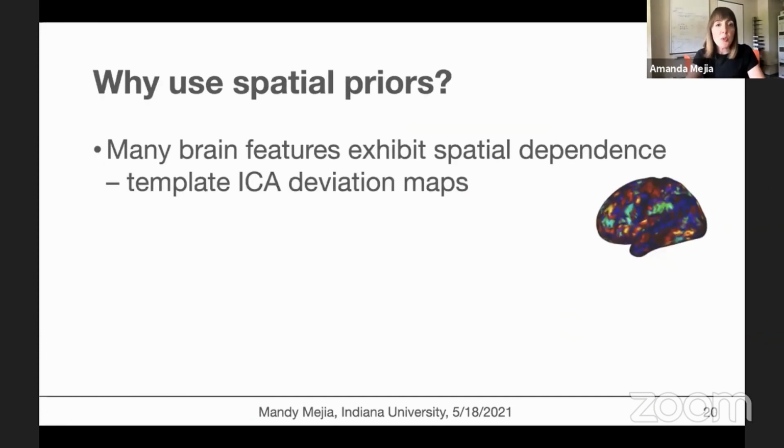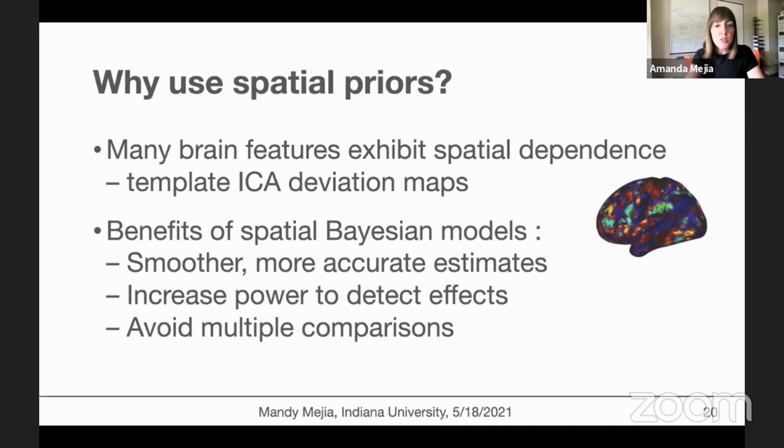So why should we use spatial priors? More generally, many brain features do exhibit spatial dependence, such as task activation maps. This is also true of these deviation maps as we observe in practice: even if we don't assume spatial dependence, they tend to exhibit it. So we should account for that in our model to improve estimation efficiency and power. If we use a spatial Bayesian model, we will tend to get smoother, more accurate estimates of these deviations, and also increase power to detect effects.